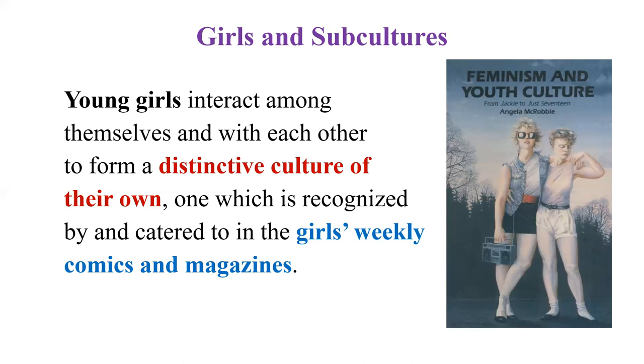And how do we recognize that? To do this research, Angela McRobbie focused on girls' weekly comics and magazines, especially a magazine called Jackie, to Just 17. Why these magazines focused on girls? If you flip through these magazines, they show style, hairstyle, the way they carry themselves, handbags, dress, each and everything. Studying these magazines gives some insight into that subculture. So that's Angela McRobbie's topic.